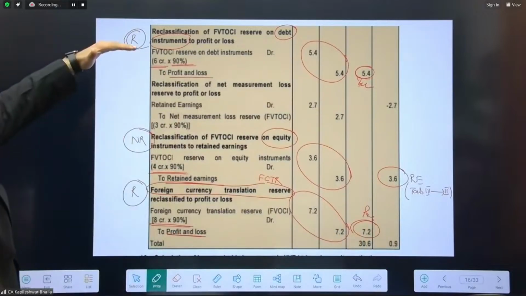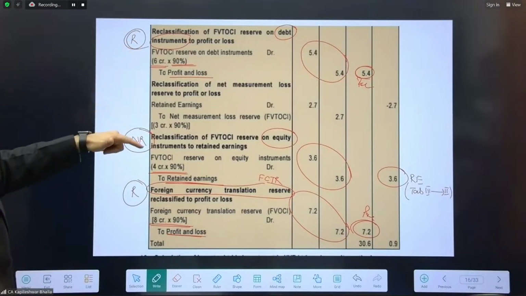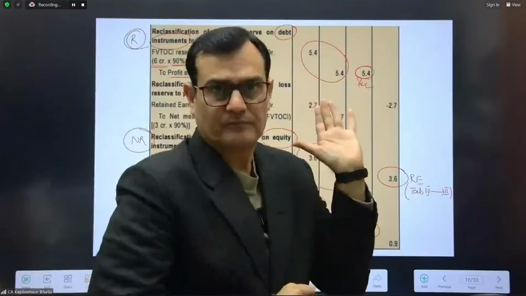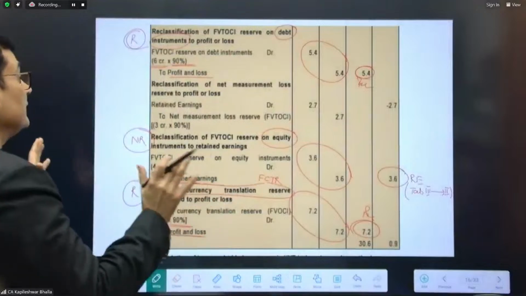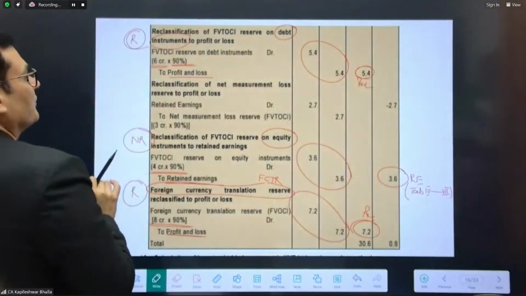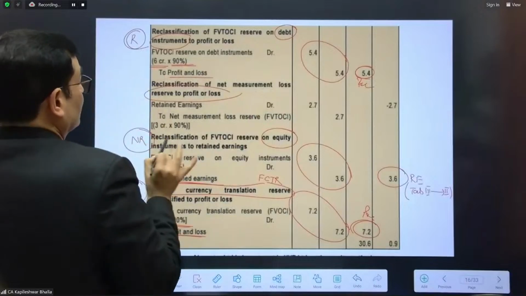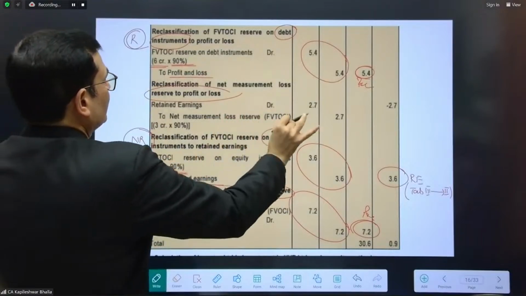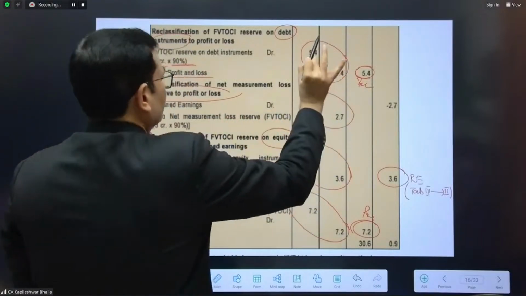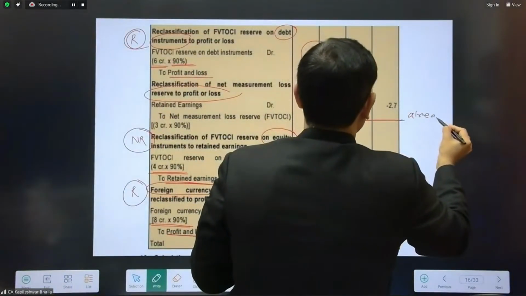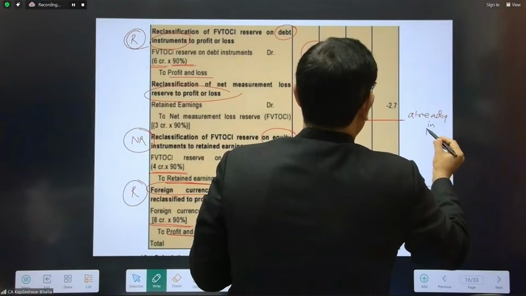So you can see accumulated OCI balances of R is taken to the P&L, NR is taken to the retained earnings, simply shifting tab 3 to tab 2. The only portion left over is the Ind AS 19 portion, and in this particular case, the amount of gain or loss, actual gain or loss, the entry is done, but I would say practically no entry is done, because in this particular case, it is already in RE. It is already a part of the RE.